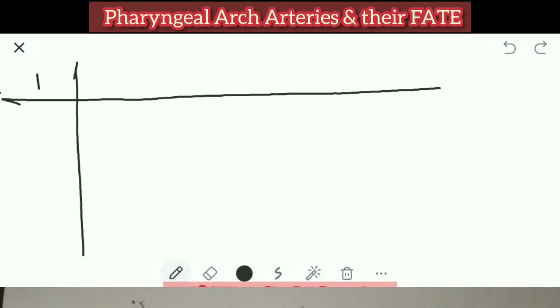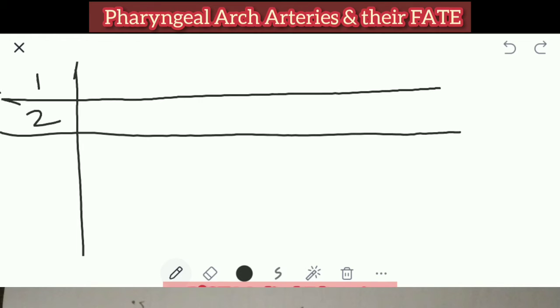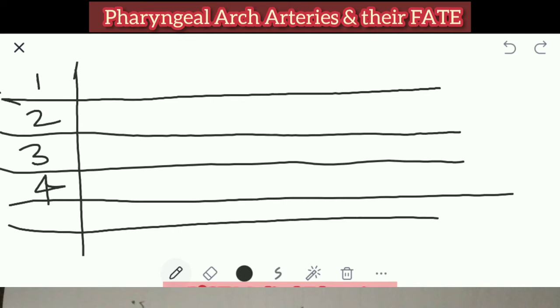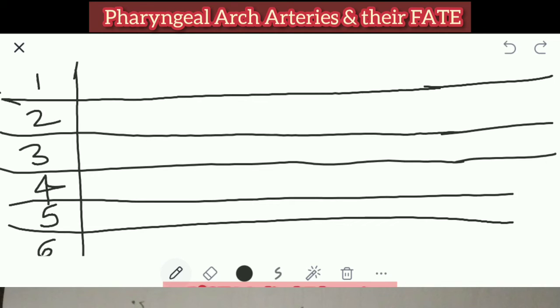This is the first arch, second arch, third arch, fourth arch, fifth arch, and sixth arch. And we will divide this into right and left. Okay. So here what we will do? We will write the structures of the right side. Here we will write the left arch arteries.